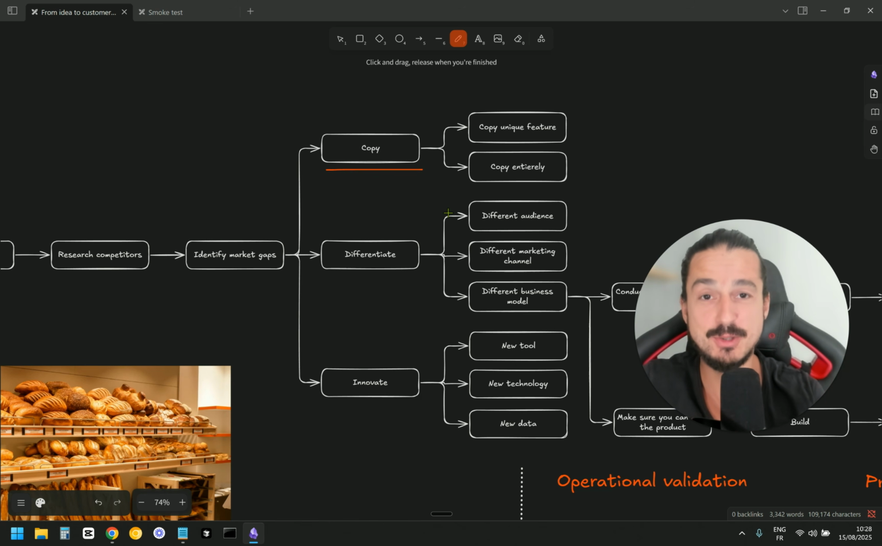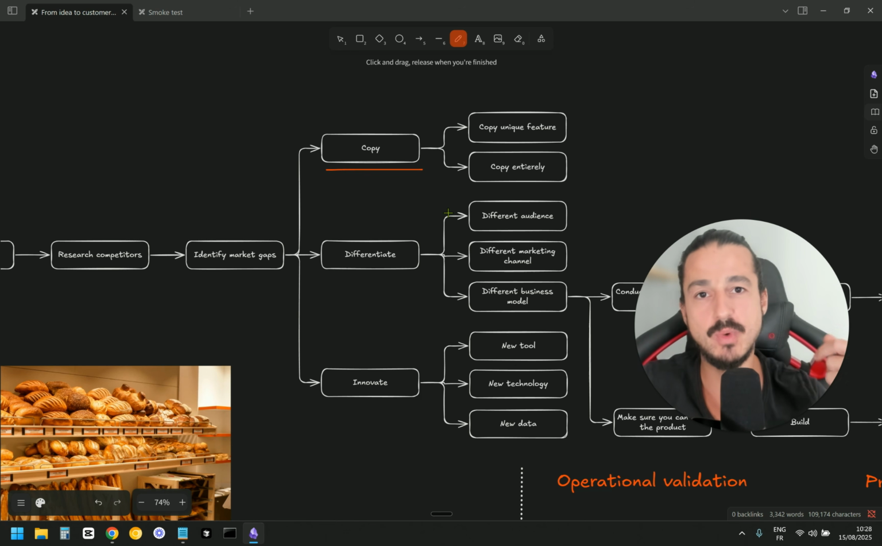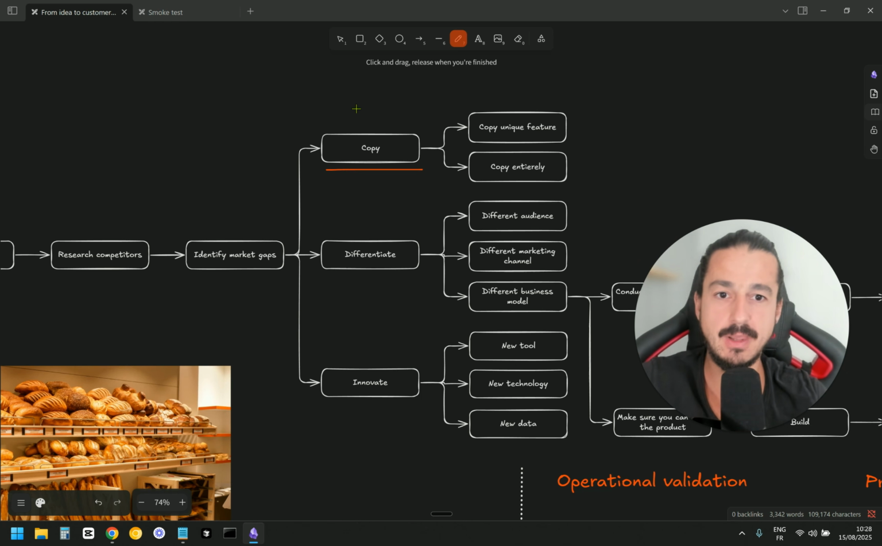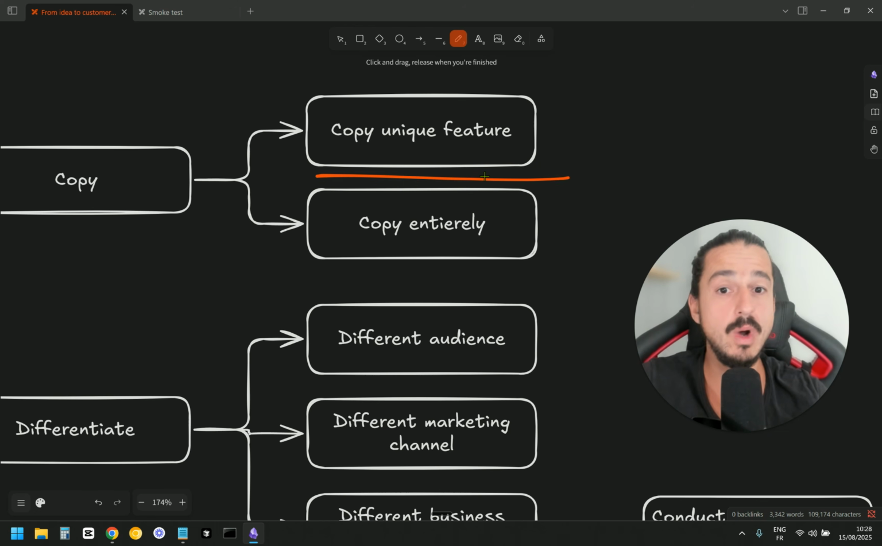If this is a good solution in a growing market, it will work. You will take a share of the market. So don't shy away from copying, in an ethical way, of course. And the best way is still to add value on top. And when you are copying, you can either copy one unique feature.